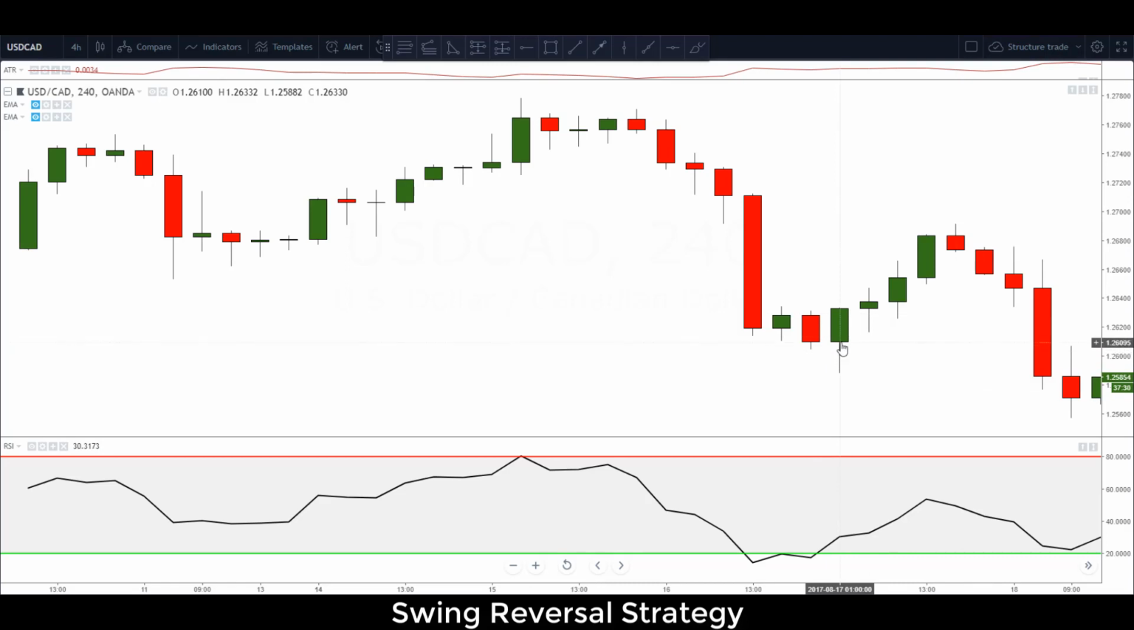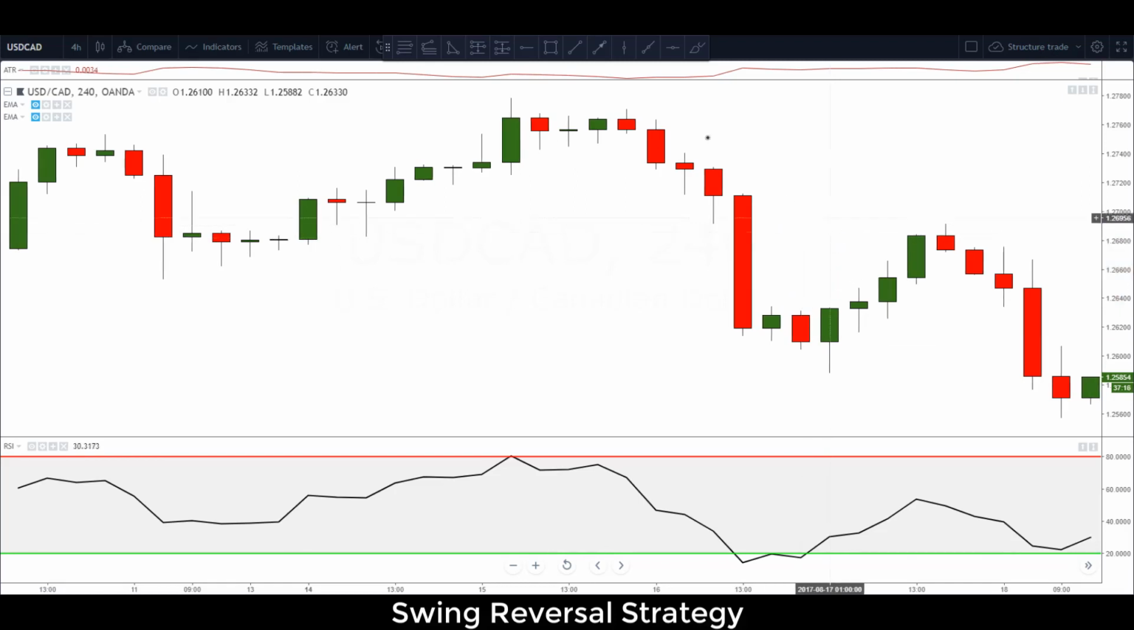Let's actually check and see if this would have been a winning trade. I'll grab my ruler tool. 35 plus 45, it's going to be 80 pips. Nope, this ended up being a losing trade, only 58 pips of profit.